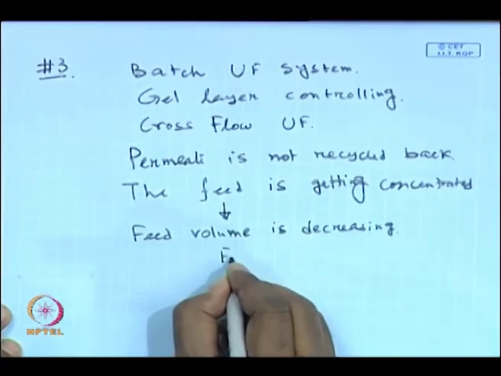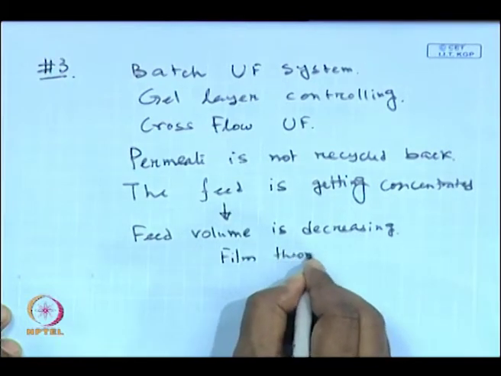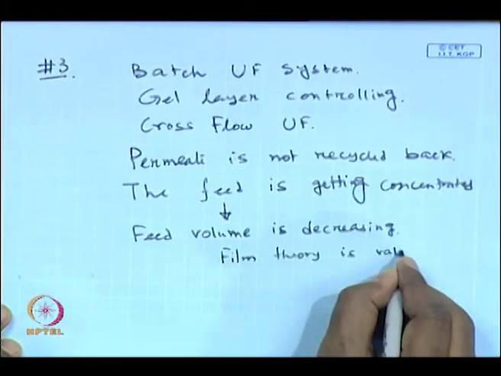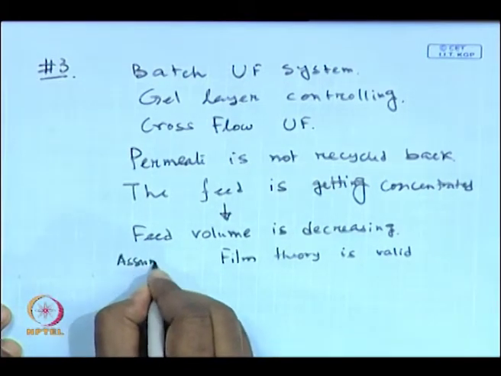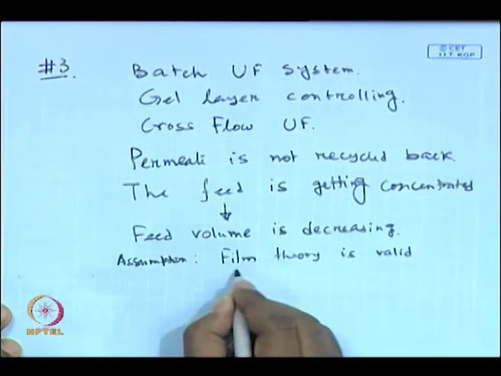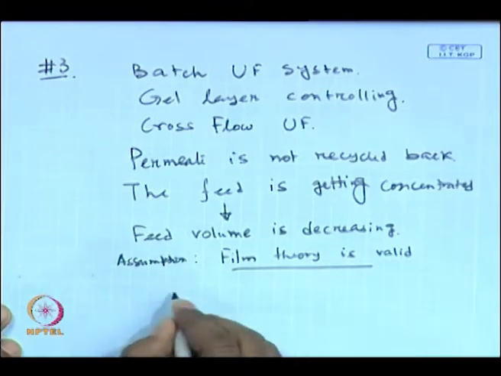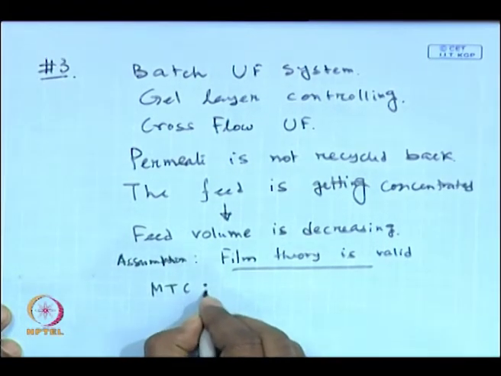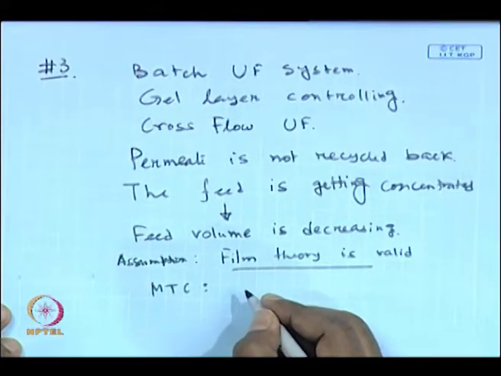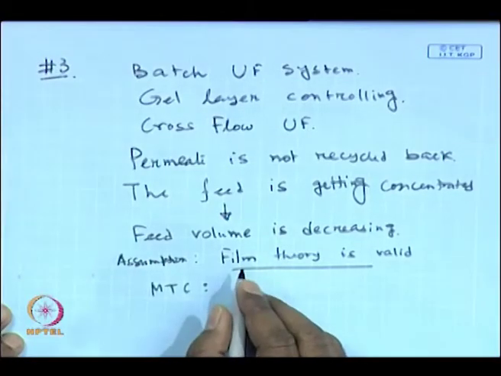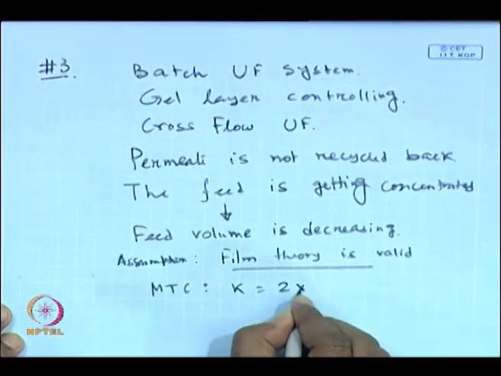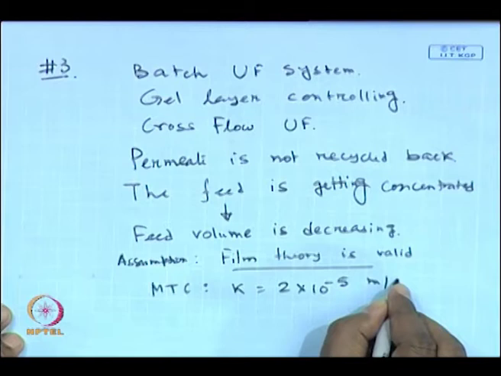And you assume that film theory is valid, that is an assumption. Okay. And the mass transfer coefficient, in this case it is directly given, otherwise if the recycle cross flow velocity is given, you can evaluate the Reynolds number and select an appropriate mass transfer coefficient or Sherwood number relationship and evaluate the mass transfer coefficient. But in this particular problem, the value of mass transfer coefficient is given as k is equal to 2 into 10 to the power minus 5 meter per second.